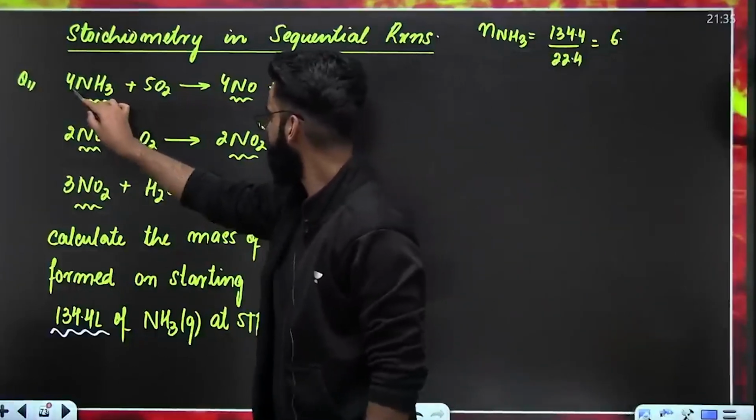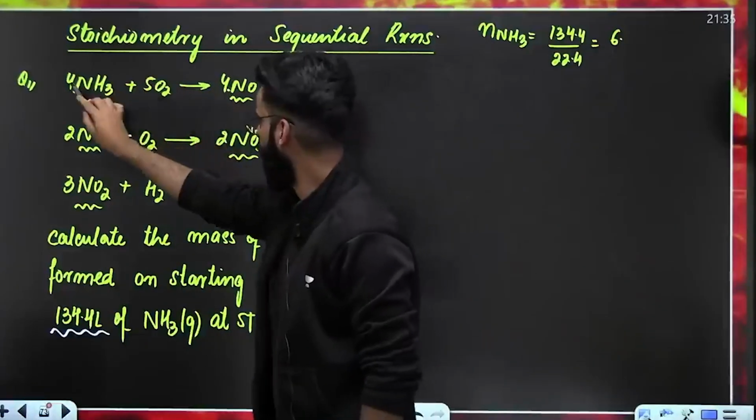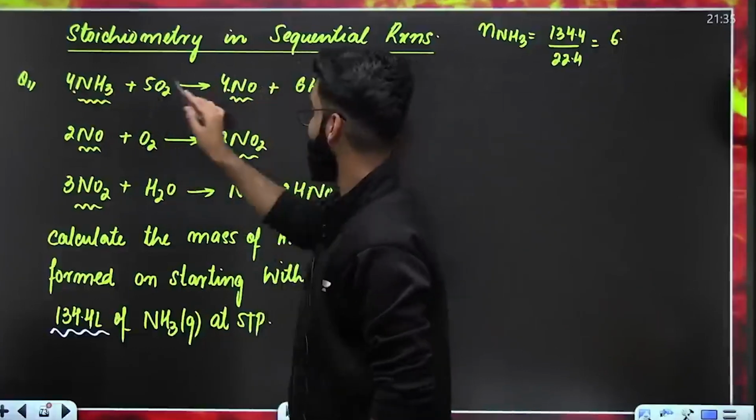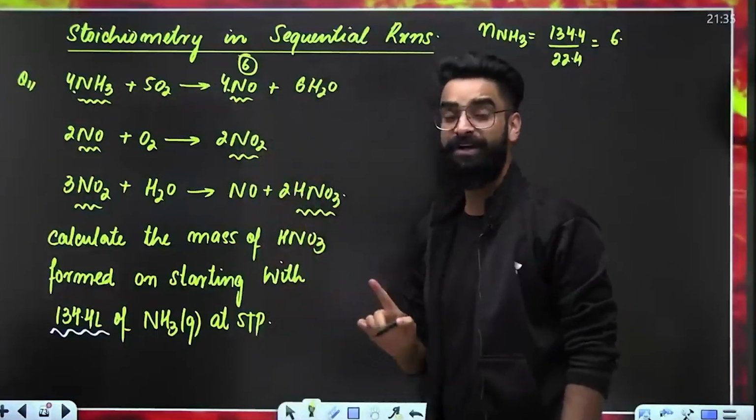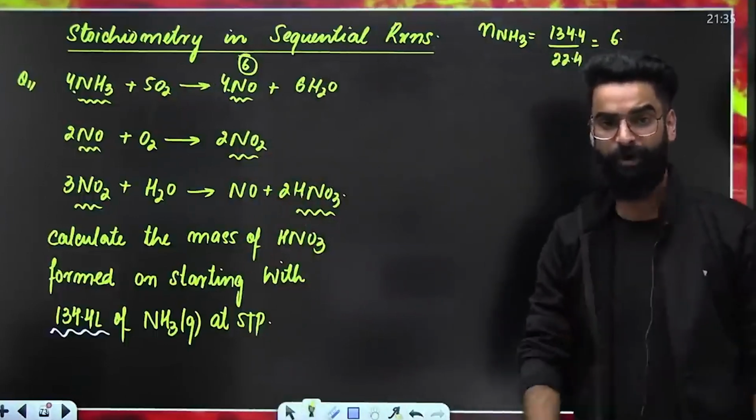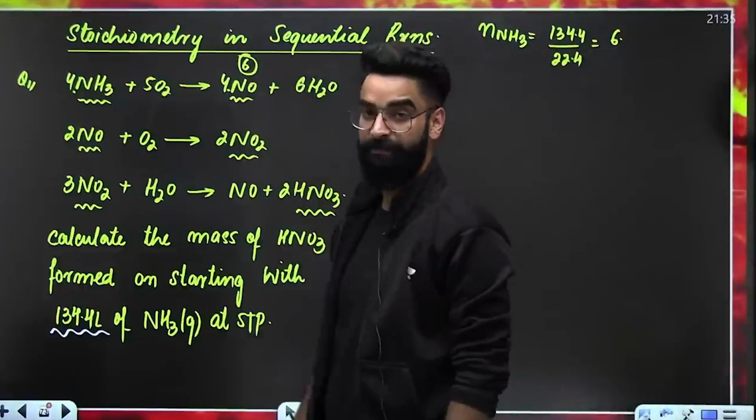As per the question, 4 moles gives 4 moles. So 1 mole gives 1 mole. So 6 moles of NH3 gives 6 moles of NO. So in the first reaction, 6 moles of NO are being formed.